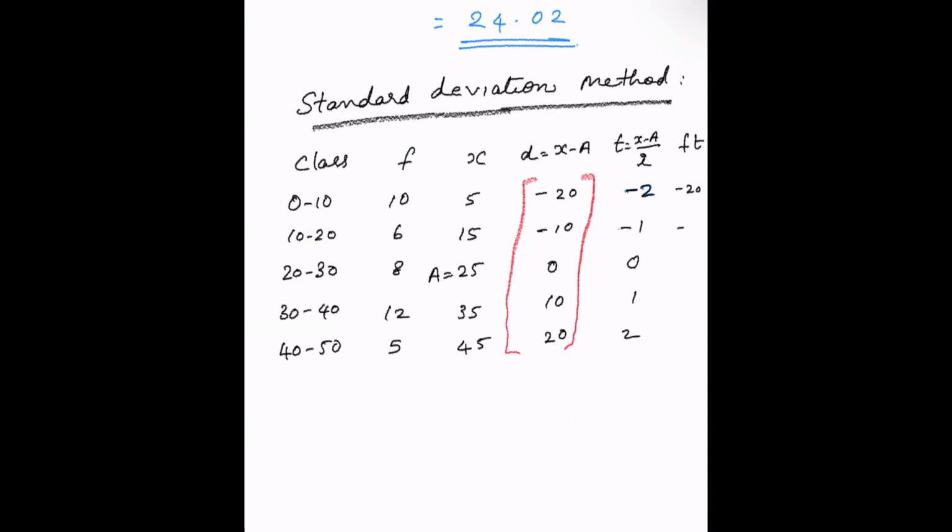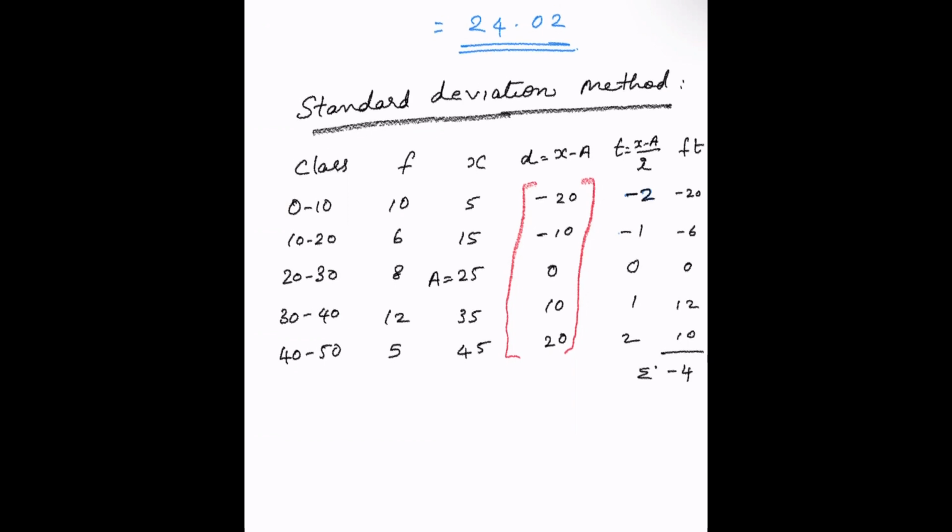-20, -6, F into T, okay? -20, -6, 0, 12, 10, -4. This is sigma F into T is -4. Sigma F is 41.